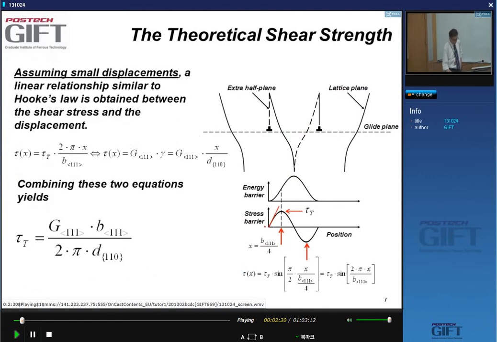So what we do here, we continue here, is we will get this stress variation here. We'll assume it is a sine function. So this sine function has a maximum here at pi over 2 radians. So if I want to translate this into stress versus position, I write tau T times sine of pi over 2 times x, the distance, divided by this distance here, b over 4.